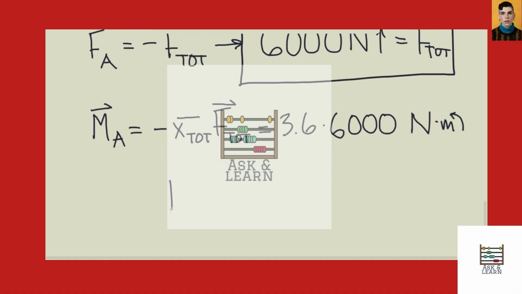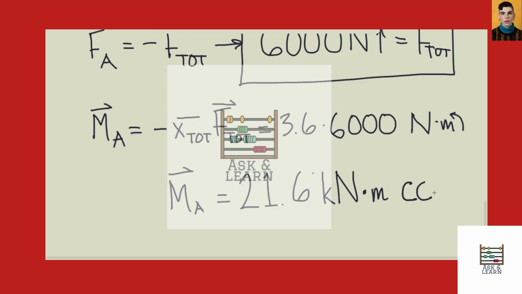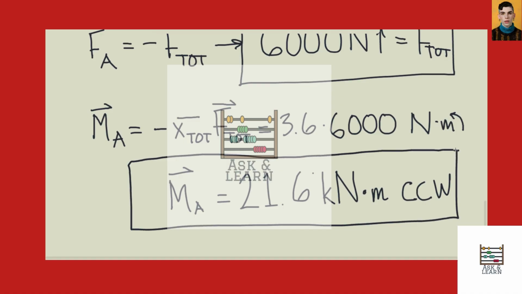And that can be written as, using this book's notation for torque, I believe, 21.6 kilonewton meters, counterclockwise, CCW for counterclockwise. And that concludes our problem.